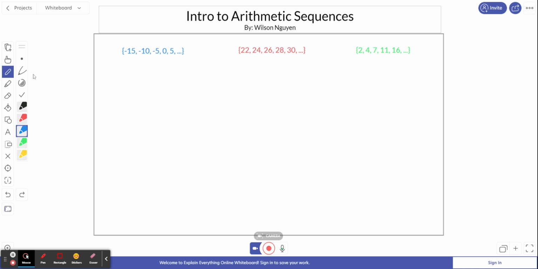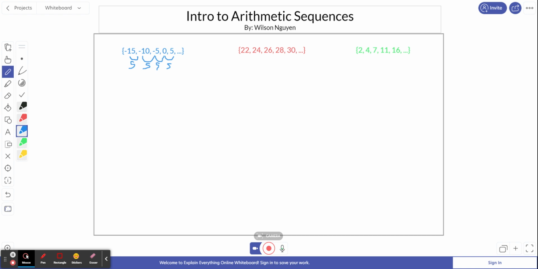Looking at the first sequence, we can see that in order to go from negative 15 to negative 10, we have to add 5. From negative 10 to negative 5, we have to add 5. Negative 5 to 0, we have to add 5. And then 0 to 5, we have to, again, add 5. So because we're adding a fixed number, 5, this sequence is clearly an arithmetic sequence.